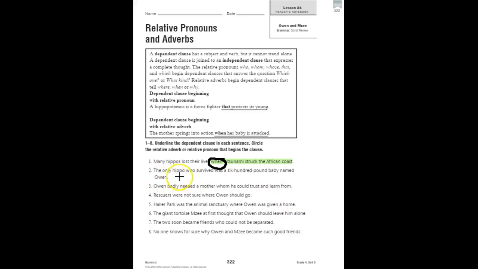Okay, let's do the next one. The only hippo who survived was a 600-pound baby named Owen. All right, the only hippo who survived was a 600-pound baby named Owen. Who survived is the dependent clause. Who, again, answers the question which one or what kind. So that is a relative pronoun, and you would circle the word who. Okay, the others are on your own. You can have your learning adult check your work.